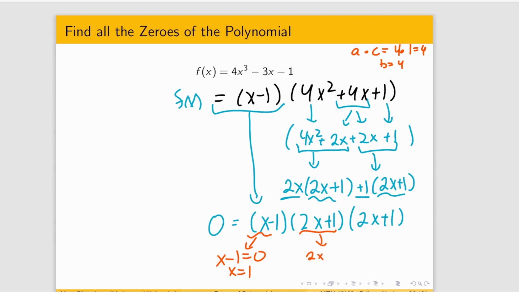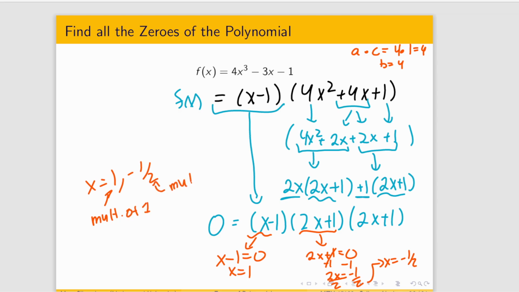The next two are actually repeats of each other, so this has a multiplicity of 2. Subtract 1 from both sides, so 2x is equal to negative 1. Divide by 2, x is equal to negative 1/2. So my total list of zeros are 1 and negative 1/2. 1 has a multiplicity of 1. Negative 1/2 has a multiplicity of 2.